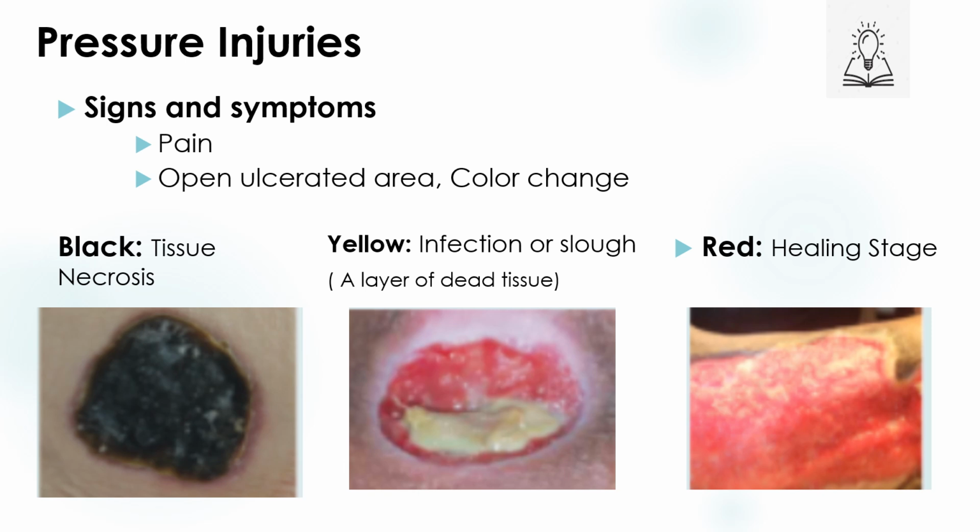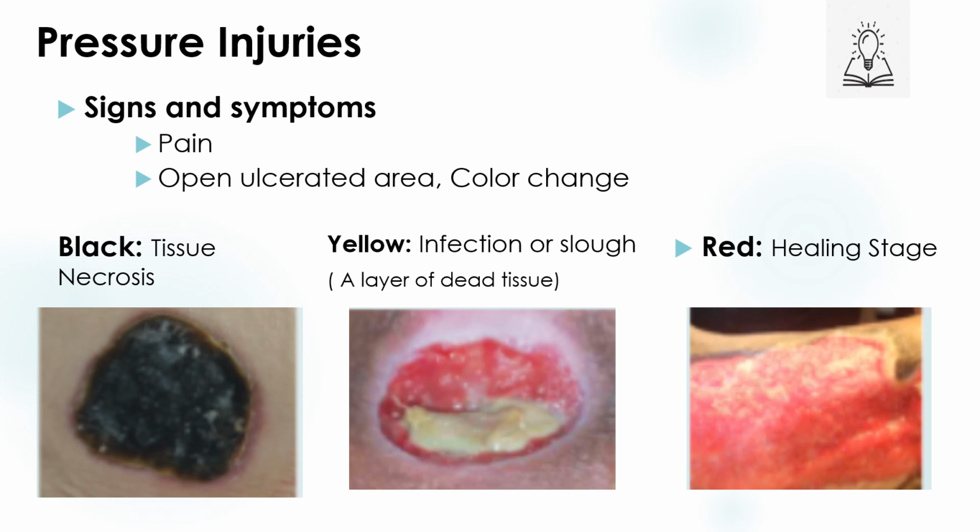As pressure injuries progress, they can develop into ulcerated areas. These wounds can vary in size and depth, and they may expose underlying tissues such as fat, muscle, or even bone. Open ulcers are a clear sign that immediate medical attention is needed to prevent any further complications.